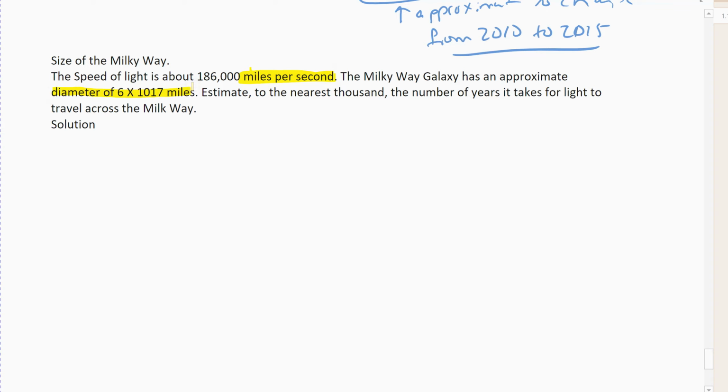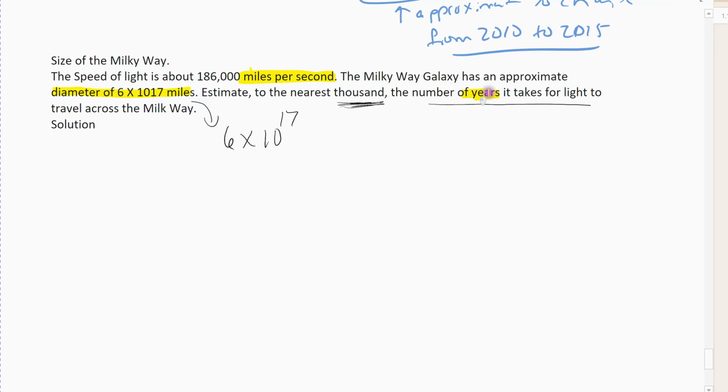Oops, that was supposed to be rewritten. In yours it should be right. It should be 10 raised to the 7th, so that got messed up when I converted it. So it'd be 6 times 10 to the 17th. If you look at your notes, I do believe it has that, but that 17 should be up in the exponent. Miles. Estimate to the nearest 1,000, so I've got to remember to round to the 1,000 place. The number of years it takes for the light to travel across the Milky Way.